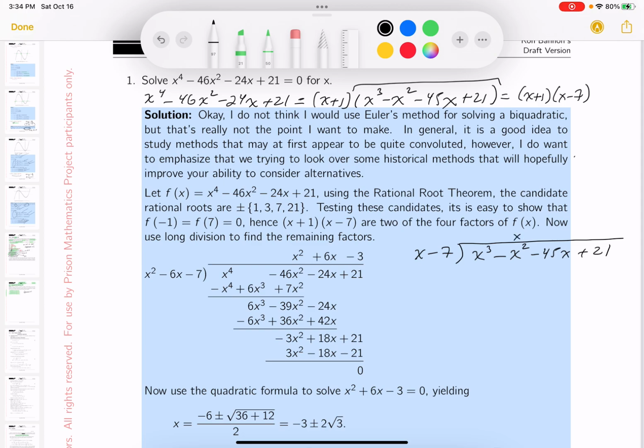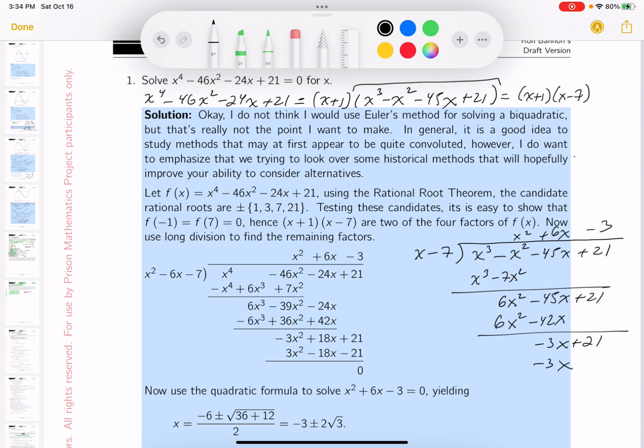X squared, it's going to work out nicely, by the way. X cubed minus 7x squared. This will give you 6x squared minus 45x plus 21. This will be plus 6x. That'll give you 6x squared minus 42x. That will give you minus 3x plus 21. I'm going to say minus 3 now. Minus 3x plus 21 is 0. It worked out pretty nicely.